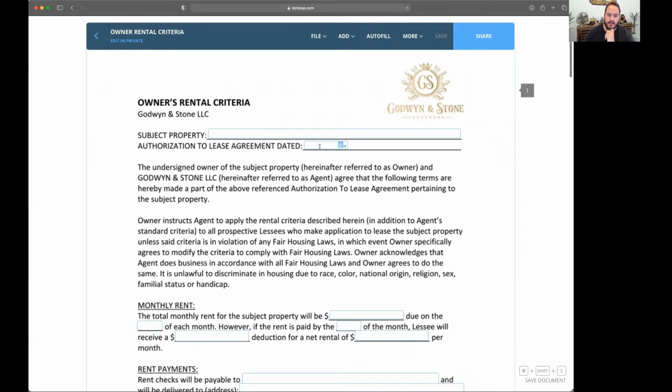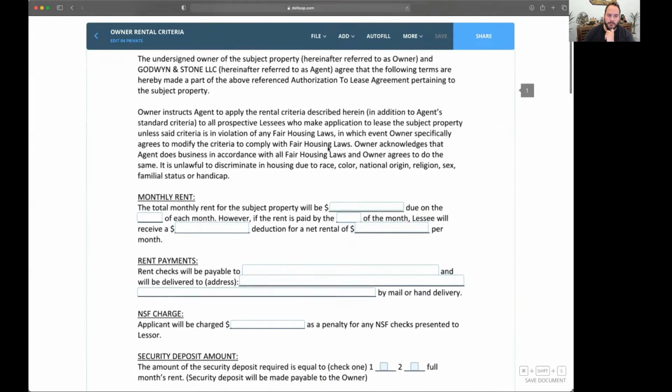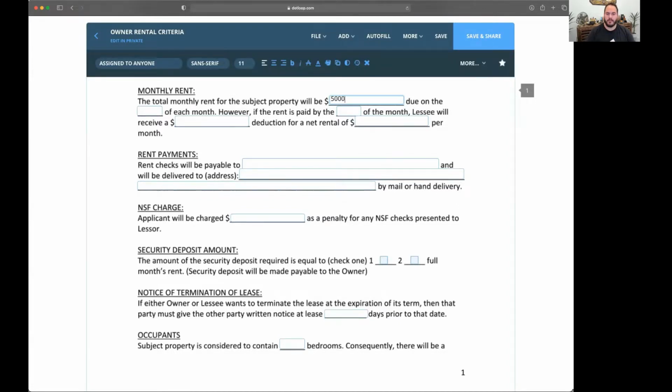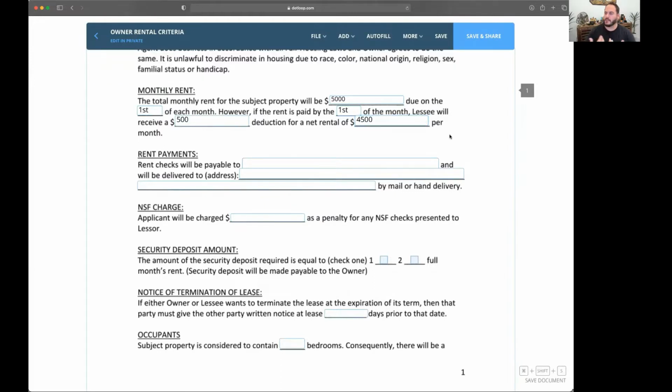So you're going to put the address, the authorization to lease date, and you're going to fill out the blanks with whatever it is that they are looking for, which is total monthly rent for the subject property. So let's say they want $5,000 for their rent. They want it paid on the first of the month. Some people will do a discount, so they'll say it's $5,000 due on the first. If it's paid by the first, then they'll receive a $500 deduction for a net rent of $4,500. So sometimes people do that to encourage tenants to pay on time.